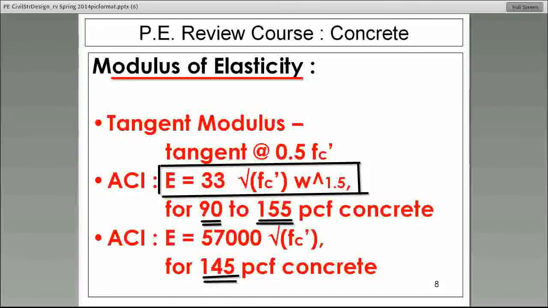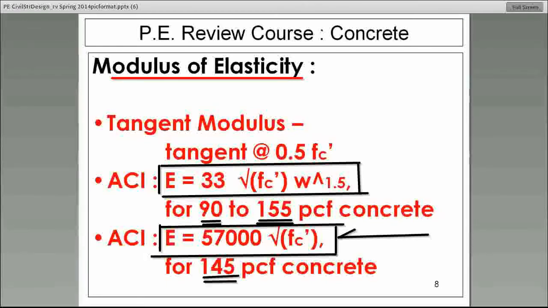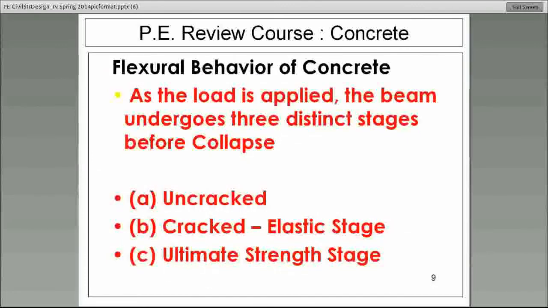Now, assuming 145 PCF, ACI has come up with this equation here. So they substituted 145 for W in that top equation, and then they reduced it to this. And this equation you may have an opportunity to use on the test, all right? The modulus of elasticity is 57,000 times the square root of f prime c. So f prime c, compressive strength, will be given to you. All you have to do is just substitute in this equation. You calculate the modulus of elasticity. All right. In just a few minutes, I'm going to bring all of these different topics that we are talking about, bringing it all together, and show you how we can use it.